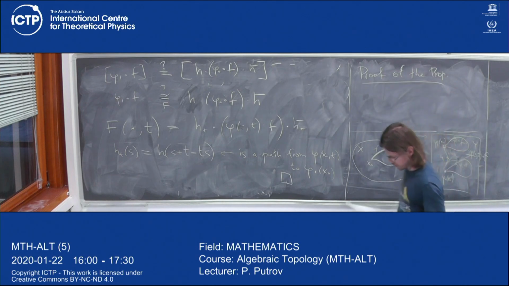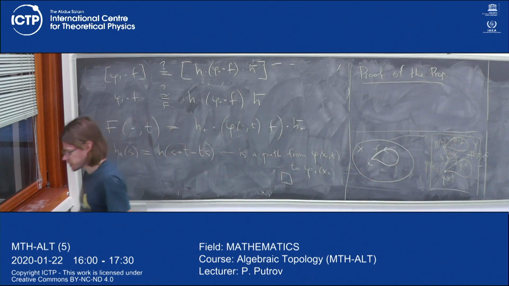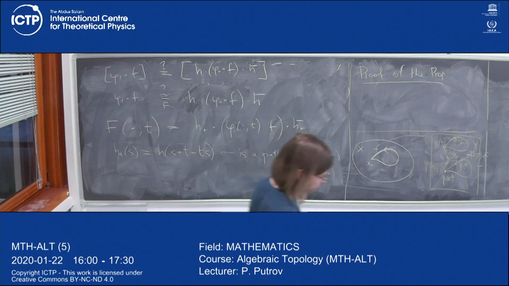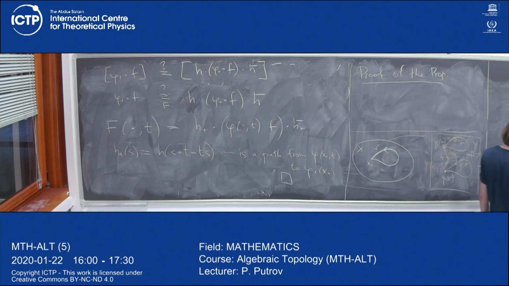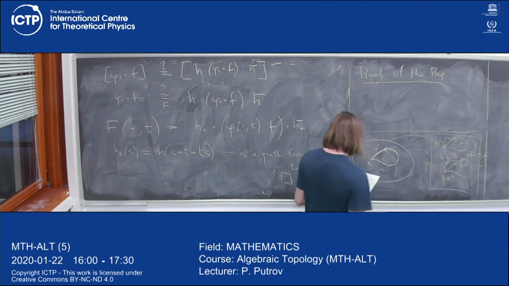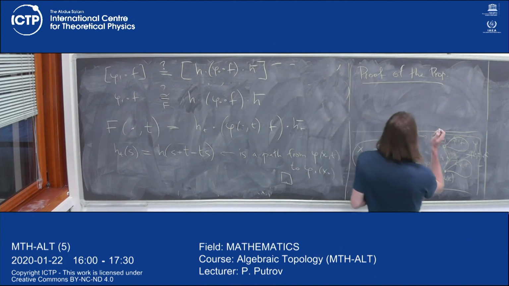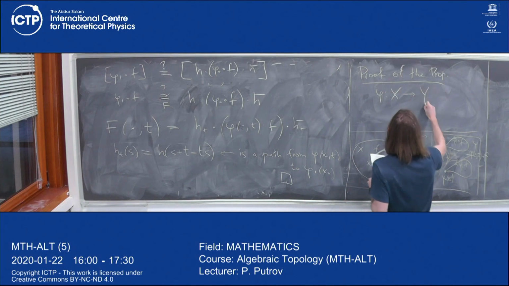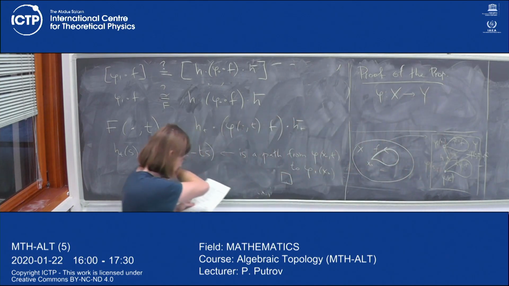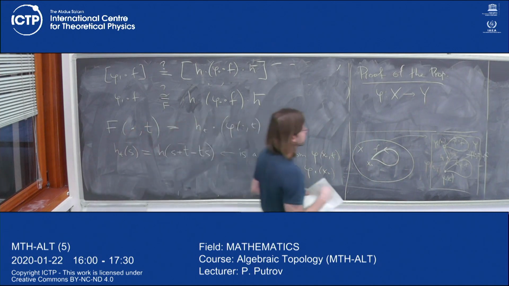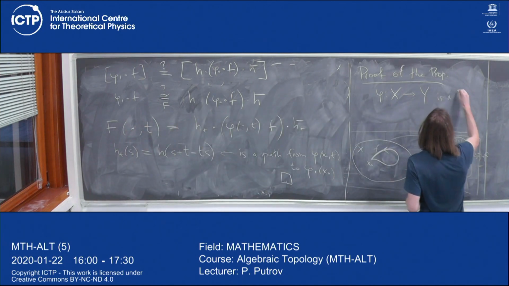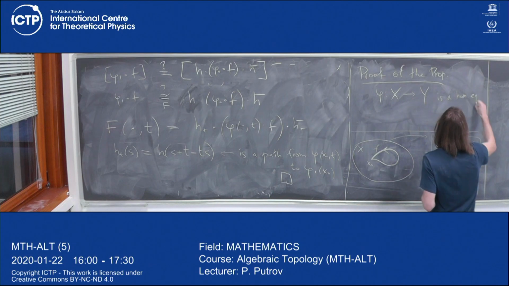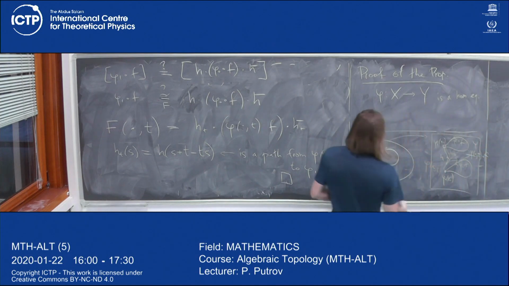So the proposition was the statement that the push forward of a homotopy equivalence is an isomorphism. Okay, so phi is my homotopy equivalence. So what does this mean by definition?